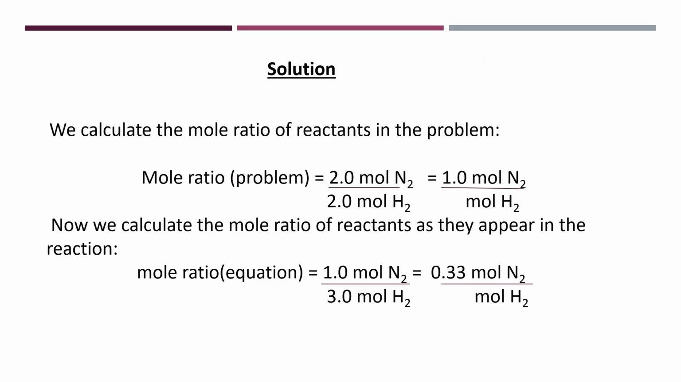Calculate the mole ratio of the reactants in the problem. From the problem, we have 2.0 mole of N2 and 2.0 mole of H2, so the ratio would be 1.0 mole N2 to H2. Now we calculate the mole ratio of reactants as they appear in the reaction. Mole ratio from the equation is equal to 1.0 mole N2 divided by 3.0 mole H2, which is 0.33 mole N2 divided by 1 mole H2.